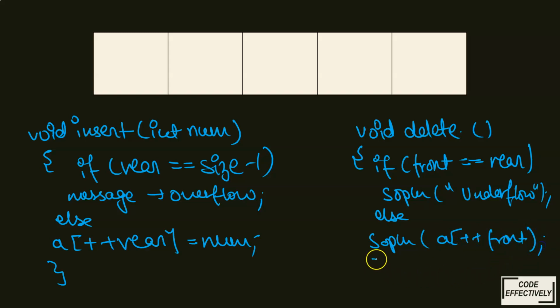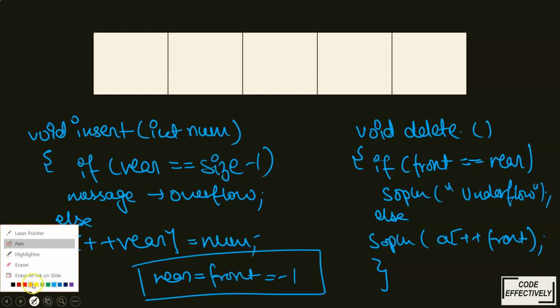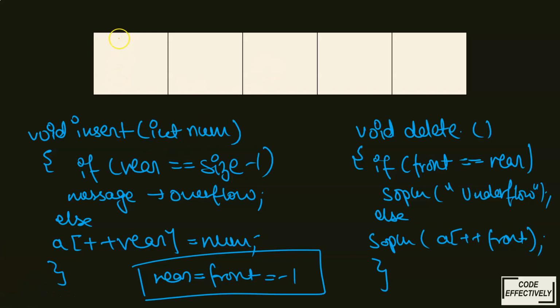Now you have to think how this will work. Let's take the initial values of rear and front equal to minus 1. Rear is equal to front is equal to minus 1. These are the counters. You can say these are just counting. So let's start with the pseudocode. Now this is my array. Initially they are at minus 1, so here I can just write it down: rear is equal to minus 1 and my front is equal to minus 1.